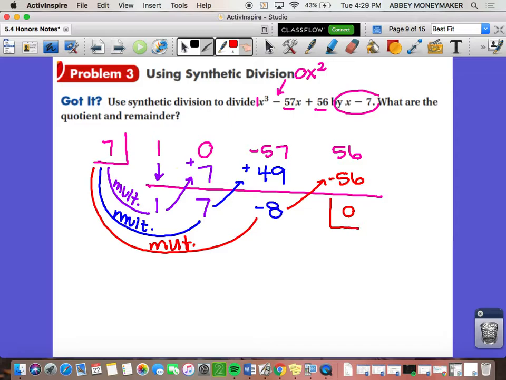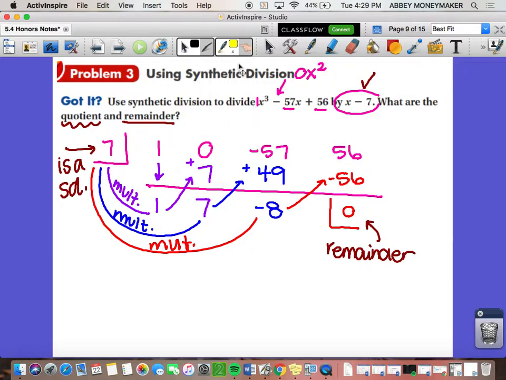Now this last number, we're going to also put that in a half box, and that number is our remainder. So now, knowing that piece of information, we know that x minus 7 is a factor. And then also, what do we know about 7? 7 is a solution. So if it wants us to, we did the remainder, we need to find the quotient. The quotient comes from all the numbers that you have underneath the line.